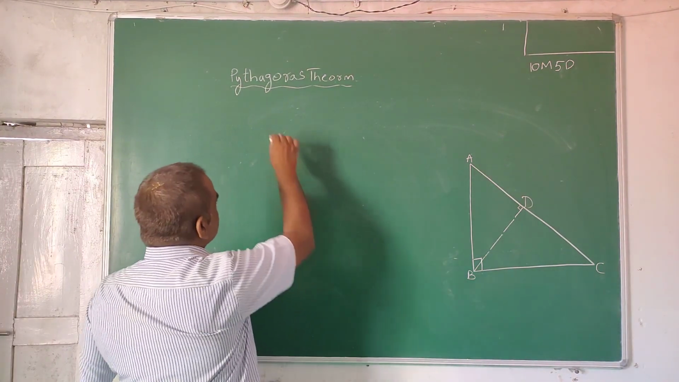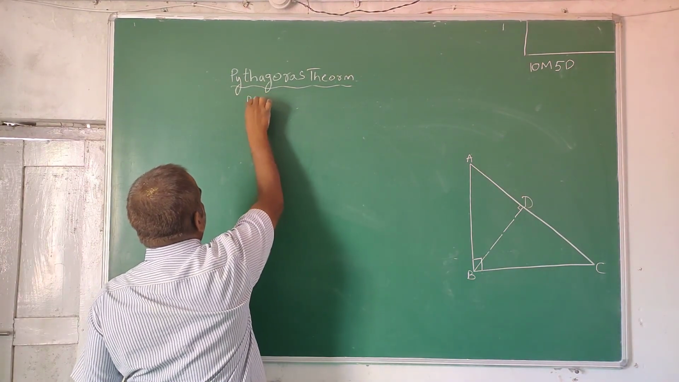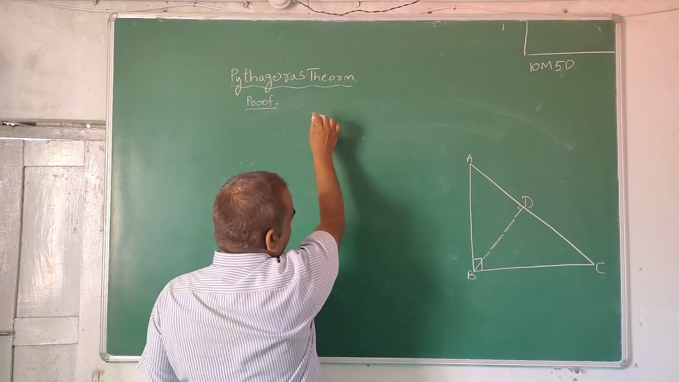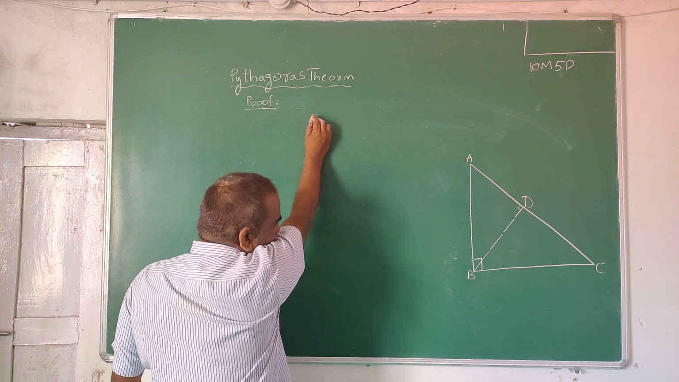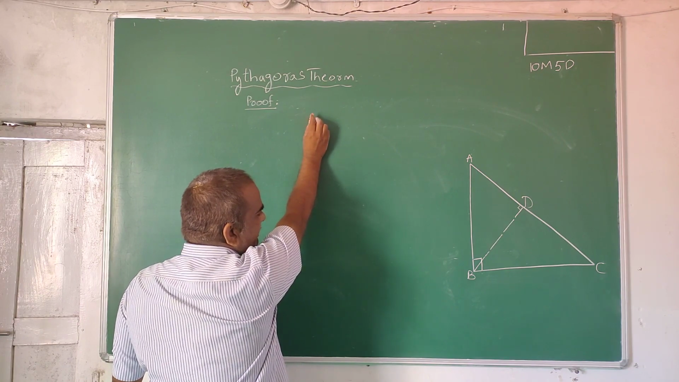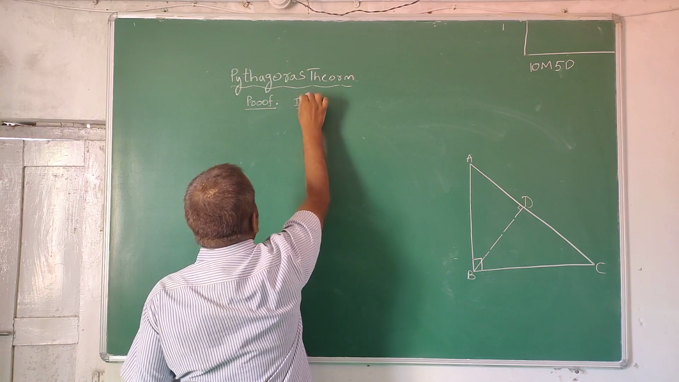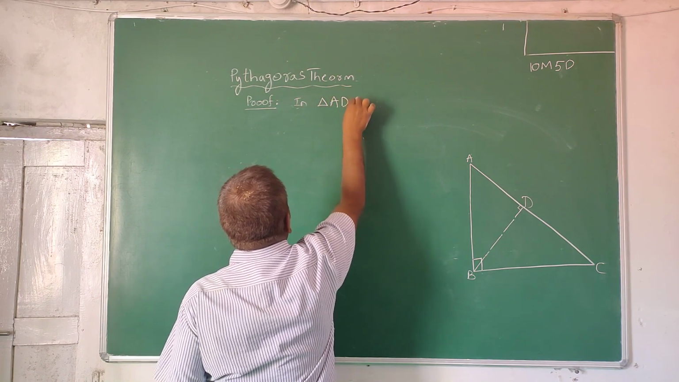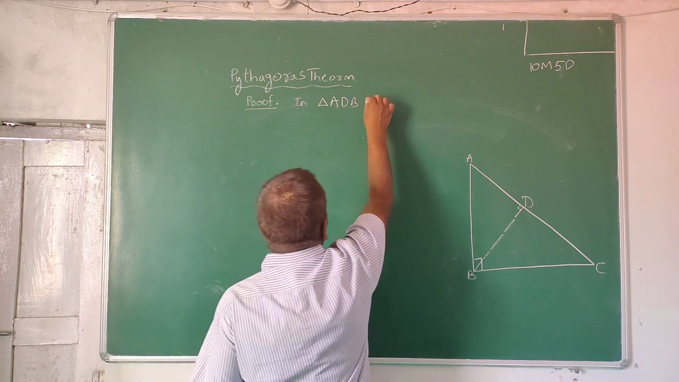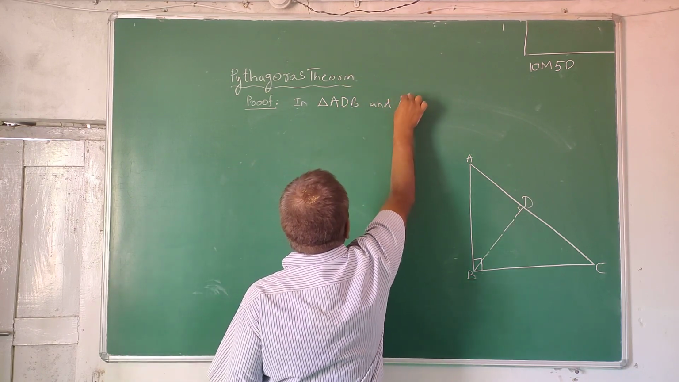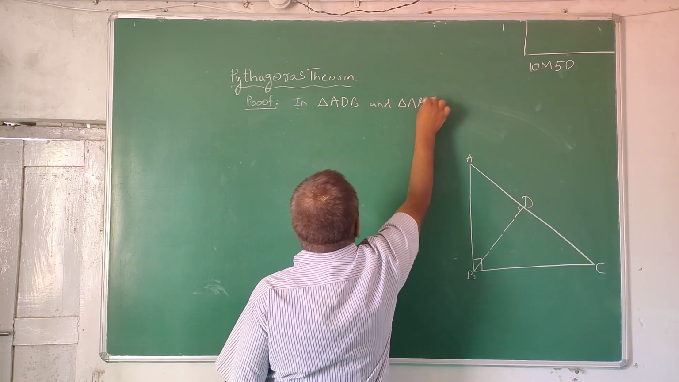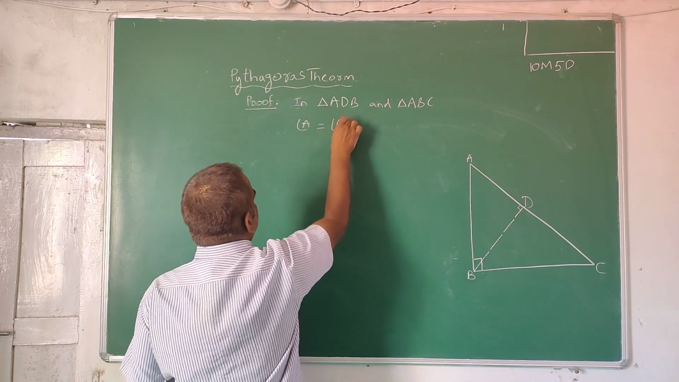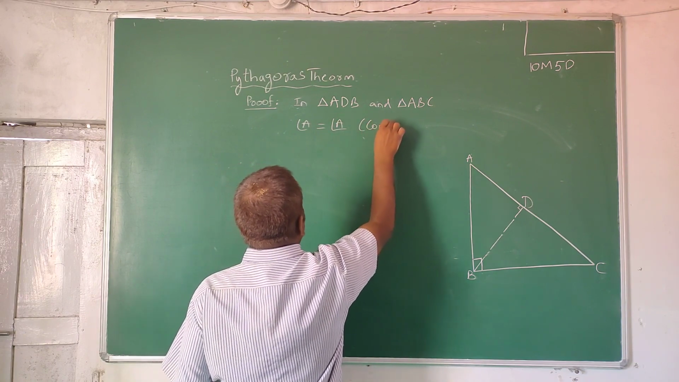Now dear students, let us take the proof part. Now what I am doing is, I am taking the right angled triangle ADB. So in right triangle ADB and in right triangle ABC, what you can see is angle A is a common angle in these two triangles. It is a common angle.